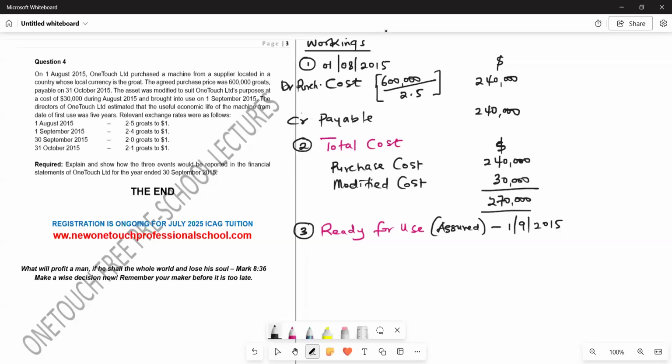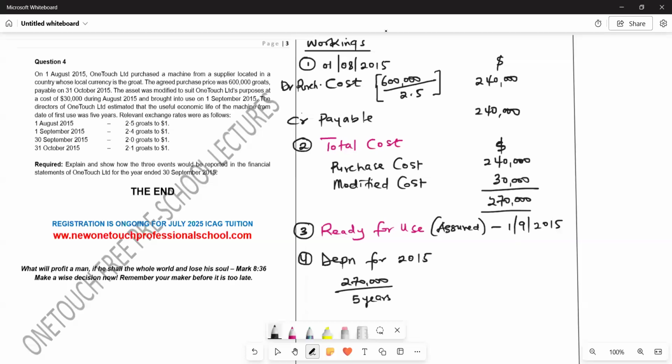Relevant exchange rates were as follows. So let's deal with the assets, then we're going to deal with the monetary issues. Let's deal with the non-monetary. So how much will be the depreciation? Depreciation for 2015 is 270,000 over how many years? 5 years, times 1/12. And that's how much? 4,500.